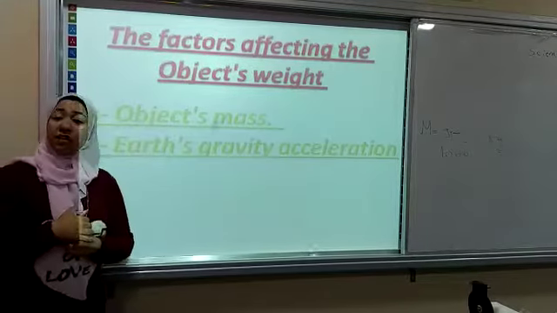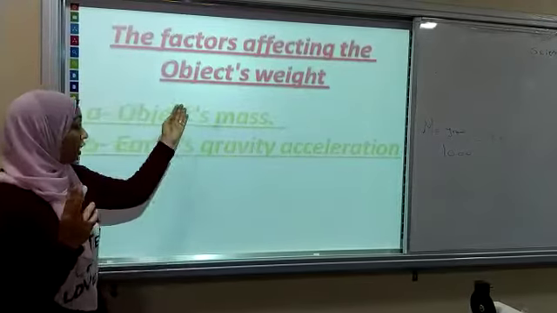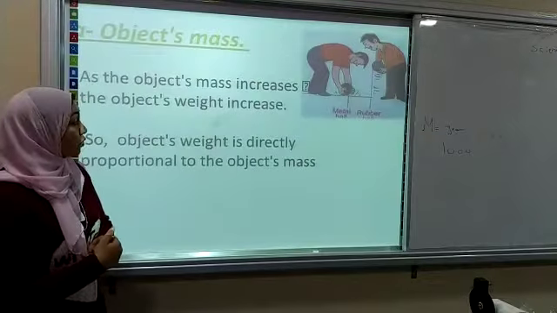The factors affecting the object's weight. We have two factors affecting the object's weight: the object's mass and the gravity acceleration. Let's start with the object's mass.